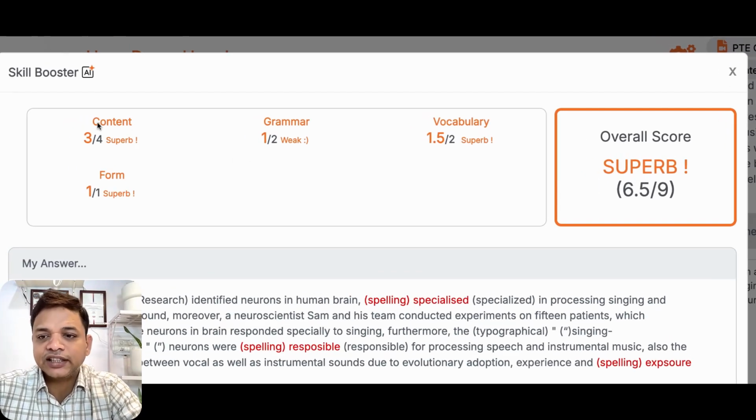Let's discuss the criteria. Content is one criteria, grammar, vocabulary, form. The content has a 4-point rating. How do you get this 4 points rating in the real examination? By answering the question like I demonstrated. So 4 points, the AI and the human rater both will give you when your answer has the topic. It was about what? Brain's neurons processing the singing and instrumental music. That's the topic, right? The topic is there in the answer.